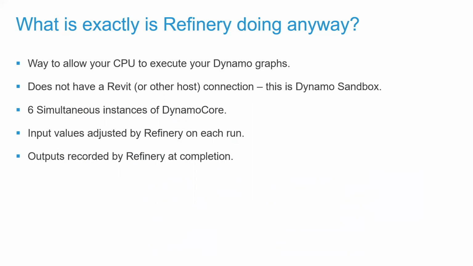It's going to do so 6 times at once, right? So you hit run on your graph right now, you get 1 result. What if you hit run and you got 6 results? That's effectively what Refinery is doing.